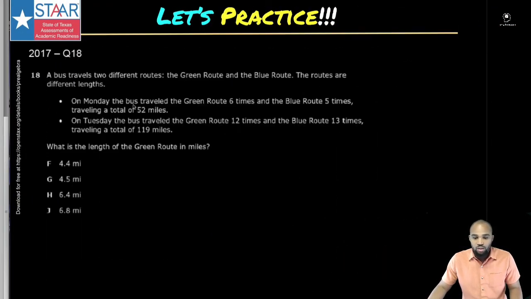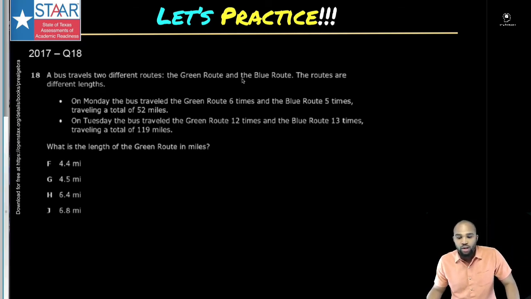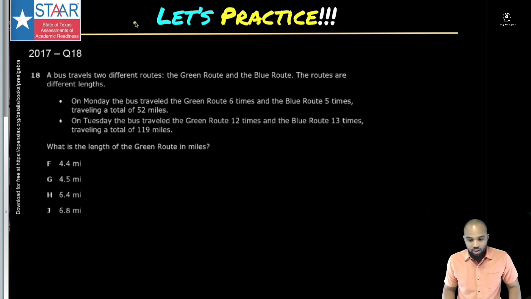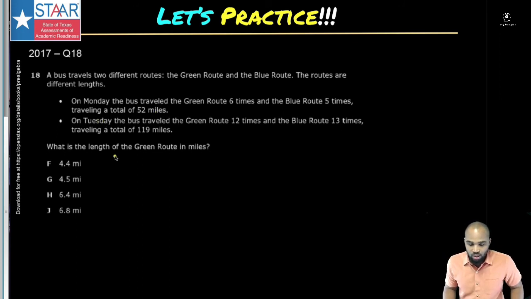All right, so the next problem is here. The bus travels two different routes, the green route and the blue route. The routes are different lengths. So it looks like we're going to be comparing different lengths. On Monday, the bus traveled the green route 6 times and the blue route 5 times for a total distance of 52 miles. So we're looking at the two things, the green routes and the blue routes. So I'm just going to make this G and make this B. All right, so when I set this first equation up, and I don't even need to read the next one, it looks like they're going to set up the same way.